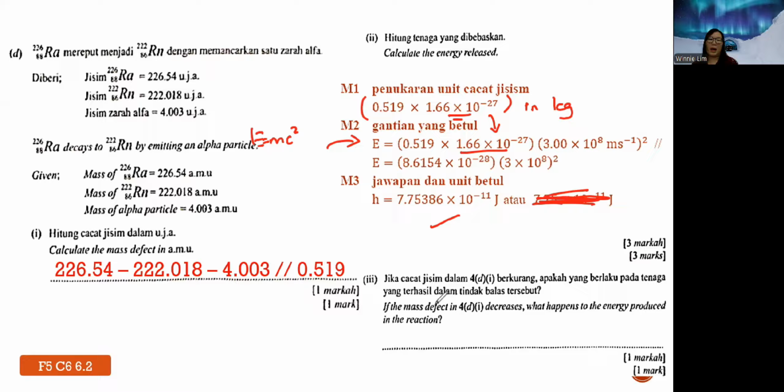Okay, next, if the mass defect decreases, what happens to the energy? So based on E equals mc squared, if this mass defect is less, that's why your energy is also supposed to be decreasing.